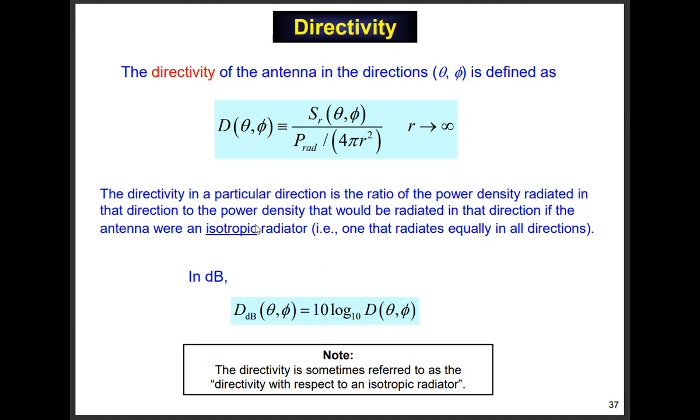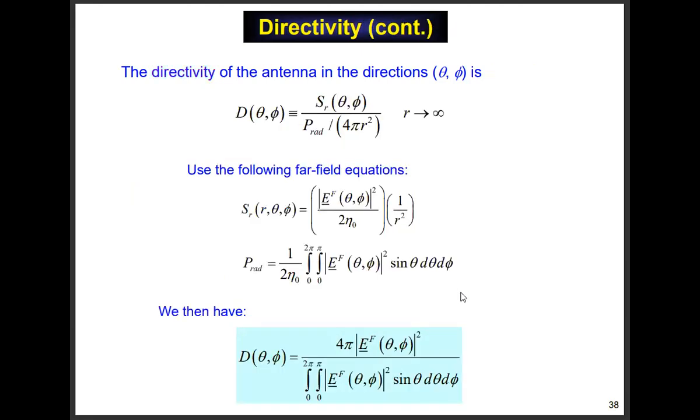And sometimes we call this directivity with respect to an isotropic radiator, because again, that's what this is. The denominator is the power density of a hypothetical isotropic radiator. Isotropic simply means radiating equally in all directions. Now, putting it in dB, it'd be 10 log 10 of the actual directivity. Now, 10 here, not 20, because this is not a ratio of E fields. This is a ratio of powers, right? So 10 log 10. So that's directivity with respect to an isotropic radiator. And it's one of the most important measures that we have in antennas. Here it is one more time.